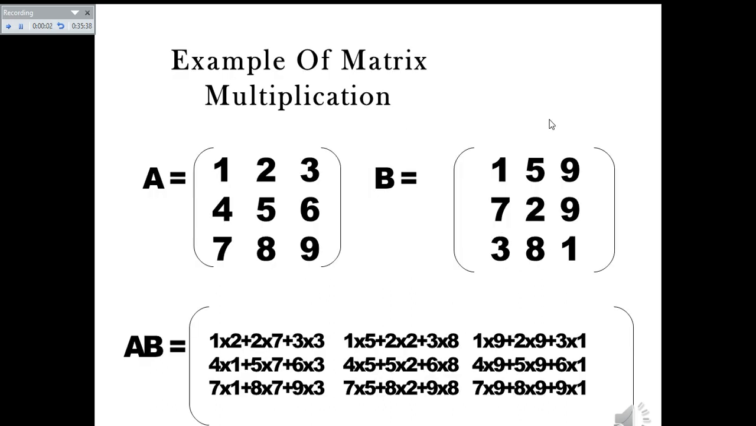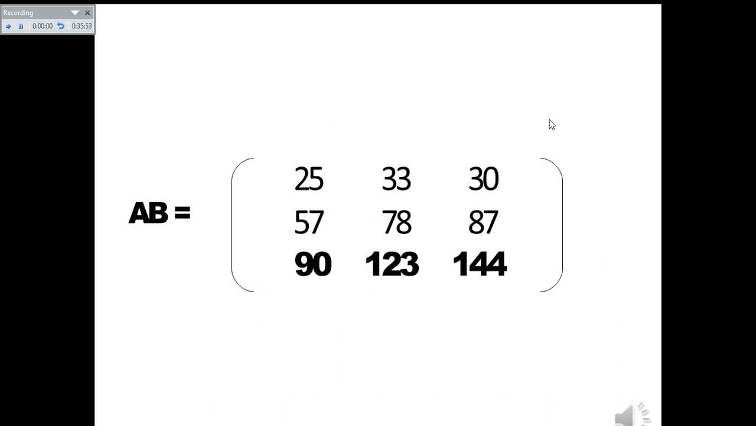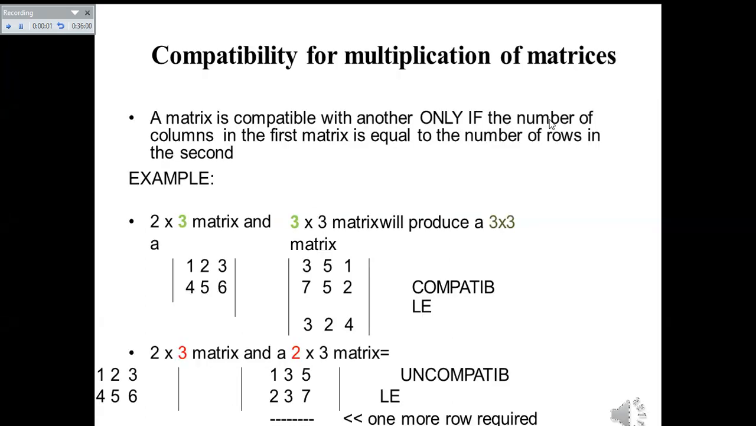So you can see A is a matrix and B is another matrix, and since the matrices have compatible dimensions, you can perform the matrix multiplication and see the result in AB. So the multiplication AB is now here like this. There is one rule, that is compatibility, that we have to ensure while performing matrix multiplication. A matrix is compatible with another only if the number of columns in the first matrix is equal to the number of rows in the second.